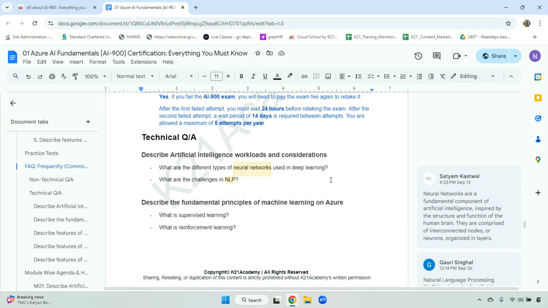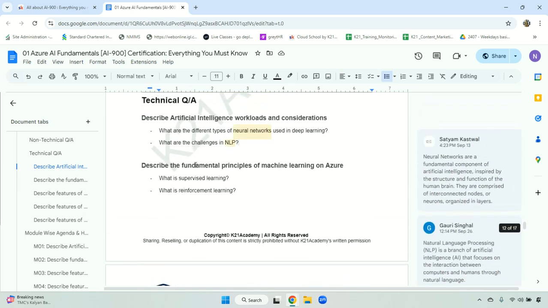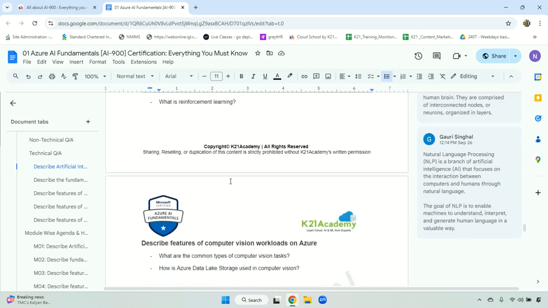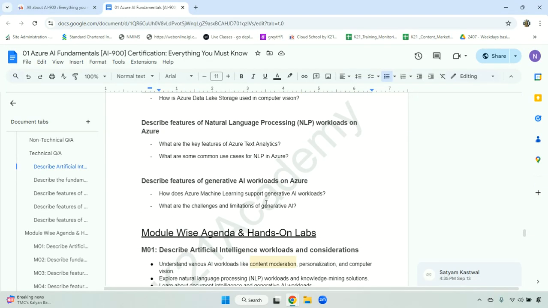Then we have included some technical questions also, like describe the artificial intelligence workloads and considerations. So it includes these questions. Same way, describe the fundamental principles of machine learning on Azure. It has these questions. Like that, we have included some technical questions as well. These also you can practice.